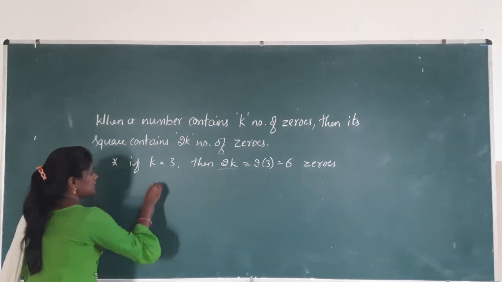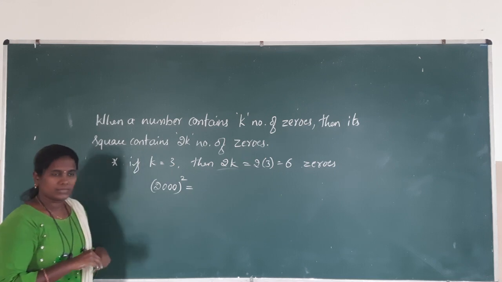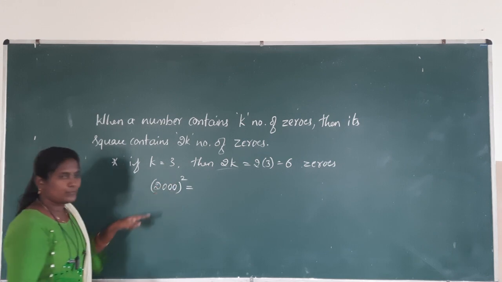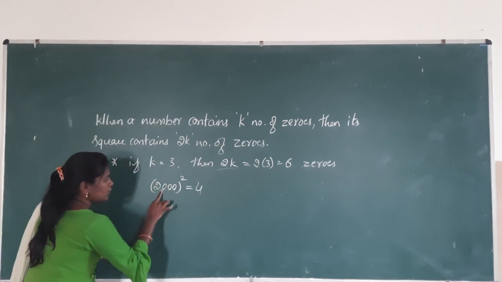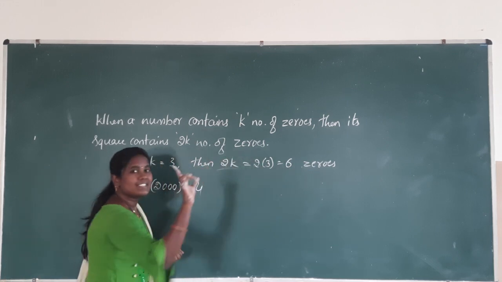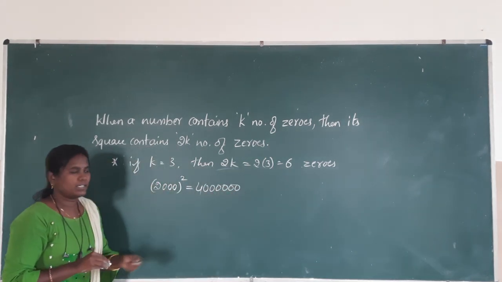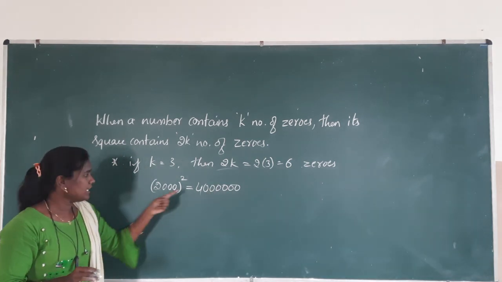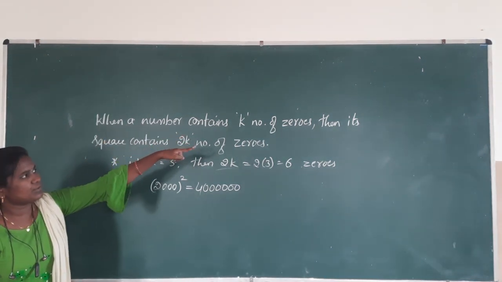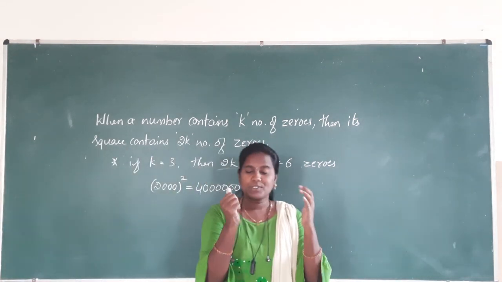Are you getting it? See, 2000 square is there. How many zeros are there in this? 3 zeros are there, so k is 3. Then 2 square is 4. When a number contains 3 zeros, its square contains 6 zeros, so we need to write 6 zeros in front of the given number. 2, 4, 6. So the square of this number is clear. When a number contains k number of zeros, its square contains 2k number of zeros at the end of the square number.